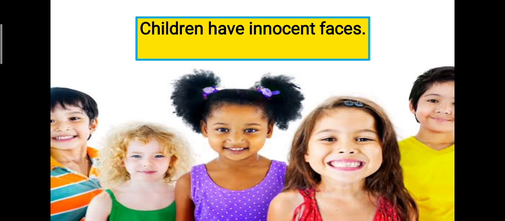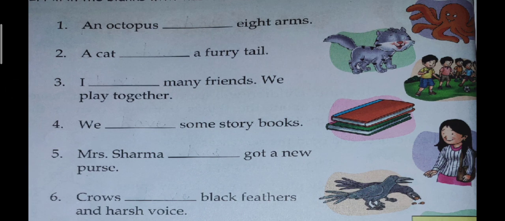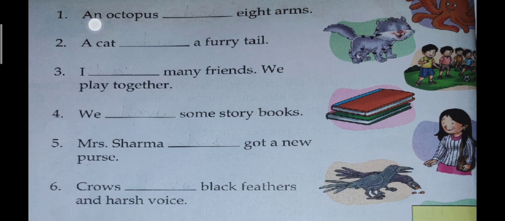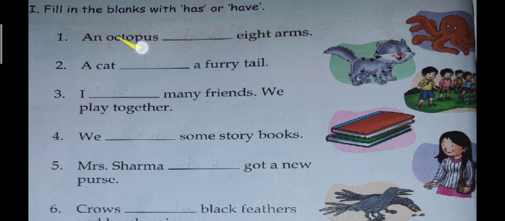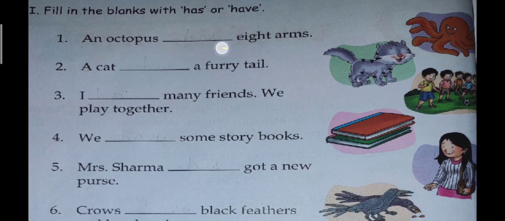Now we will do book exercise. Page number 42. Fill in the blanks with has or have. Number 1. An octopus dash 8 arms. An octopus. Yes, it is singular noun. So what we will use here? Yes, very good. We will use has.